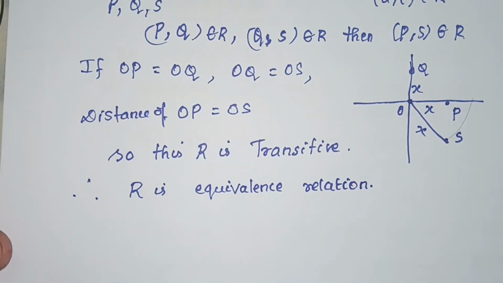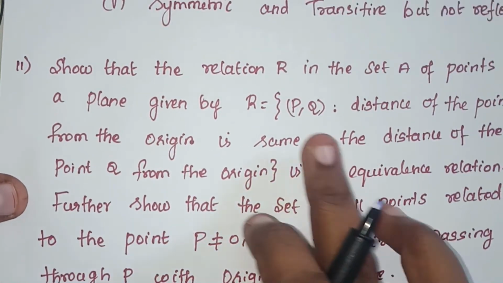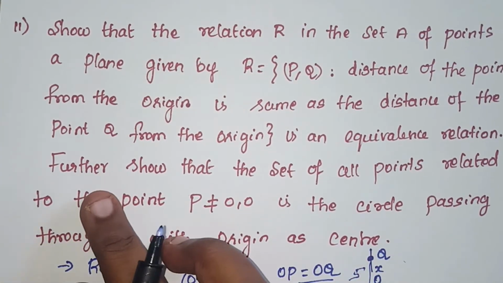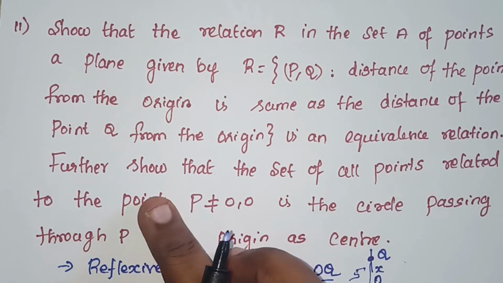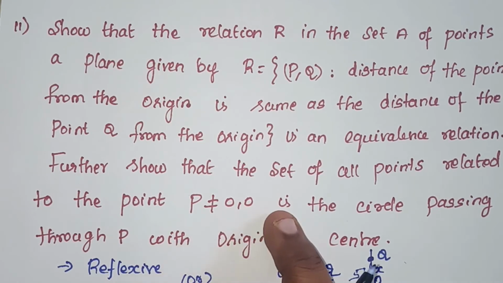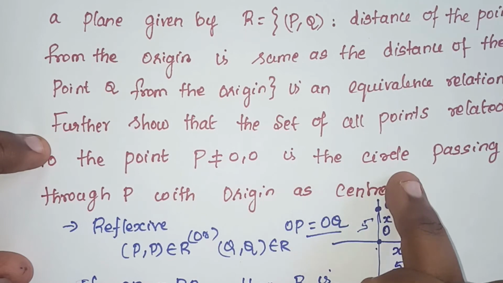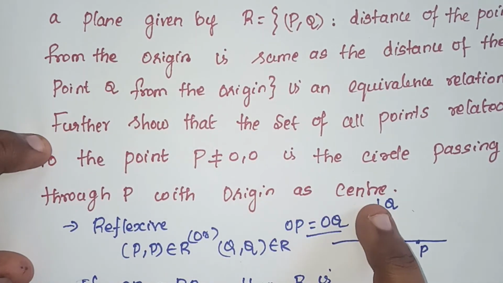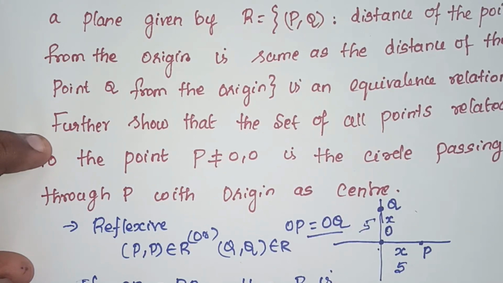So we completed the first part in the given question. We proved the relation is an equivalence relation. Next we need to prove, further we show that the set of all points related to point P, where P should not be equal to (0, 0), is a circle passing through P with the origin as center. So we need to prove the set of all these points connecting to this point P should be a circle.